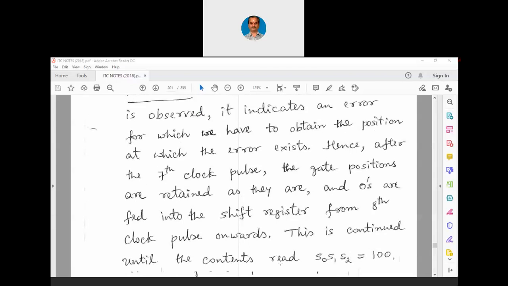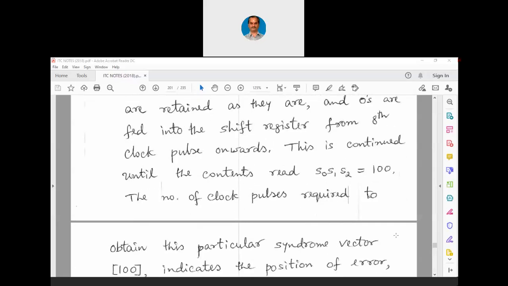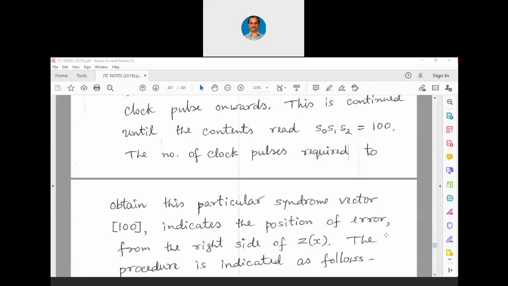Now this is continued until the contents read S0, S1, S2 equals 1, 0, 0. From the 8th clock pulse onwards, we further feed zeros. Now, we should get S0, S1, S2 as 1, 0, 0. Now, the number of clock pulses required to obtain this particular syndrome vector 1, 0, 0 indicates the position of the error from the right side of Z of x.